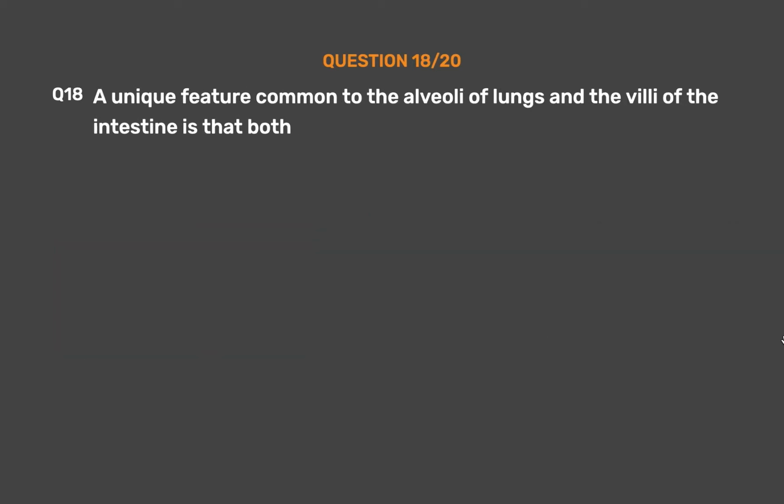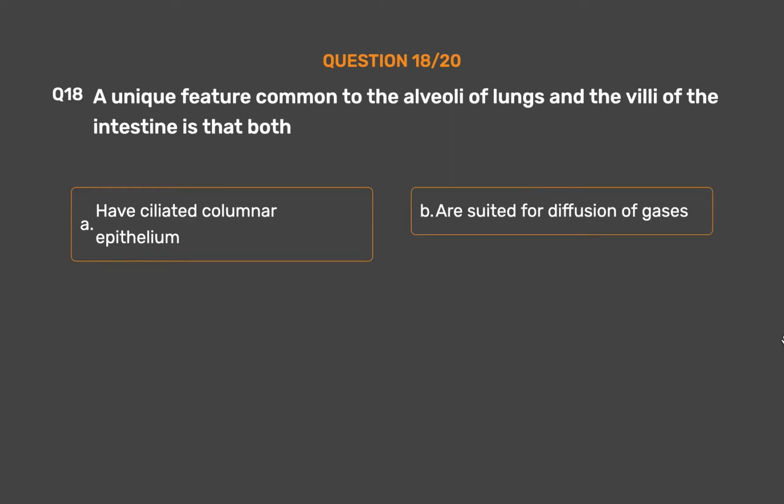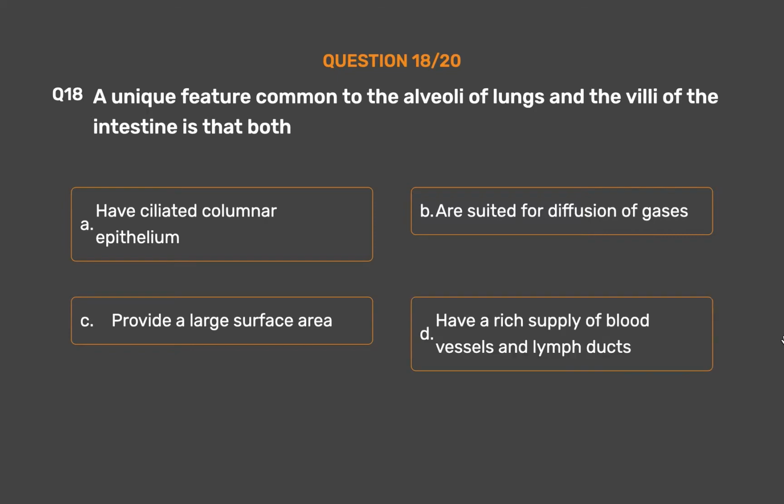Question number 18. A unique feature common to the alveoli of lungs and the villi of the intestine is that both: Option A. Have ciliated columnar epithelium. Option B. Are suited for diffusion of gases. Option C. Provide a large surface area. Option D. Have a rich supply of blood vessels and lymph ducts.